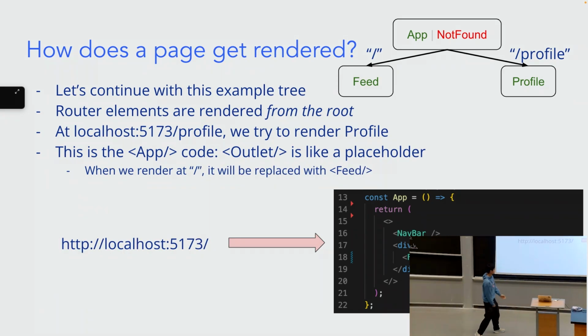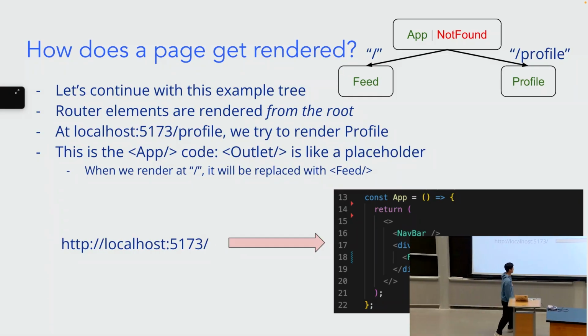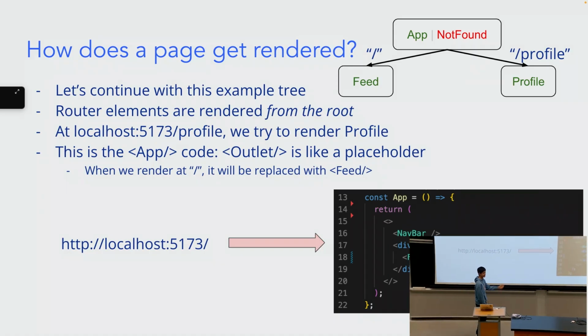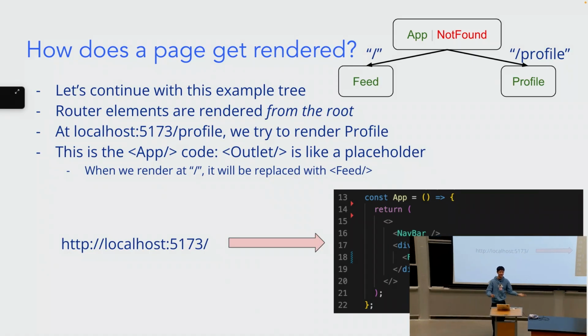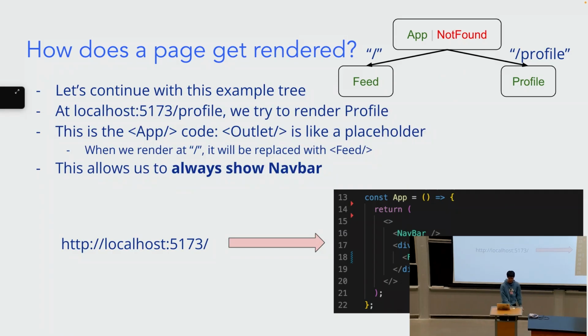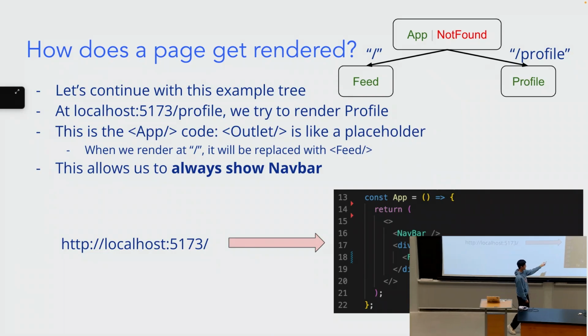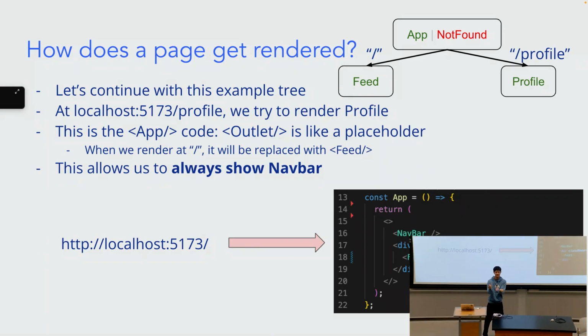And then if we instead navigate to localhost 5173, then we'll be rendering at the slash route. So we'll be rendering feed. So this outlet component is going to be replaced by feed instead. And so you'll see two different component trees at these two different routes, because the outlet is acting as a placeholder. Cool. And the nice thing about this is that no matter where we navigate to, we always see the nav bar at the top. That's the important part here, what makes the outlet nice, is that whether you're at profile or feed, you'll always see the same nav bar at the top of your page.